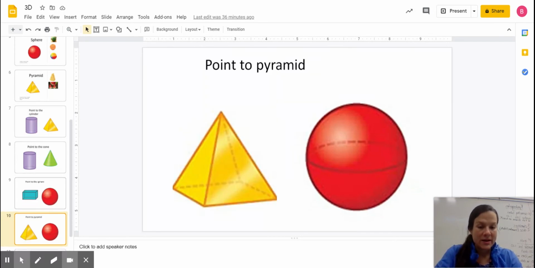Point to the pyramid. Now let's look at those shapes. There's one that looks like a ball, so we know that's called a sphere. So the yellow shape must be the pyramid. Remember, a pyramid has a triangular face.